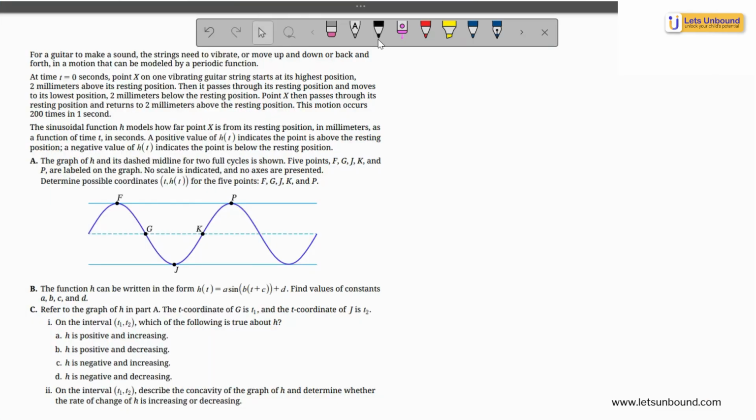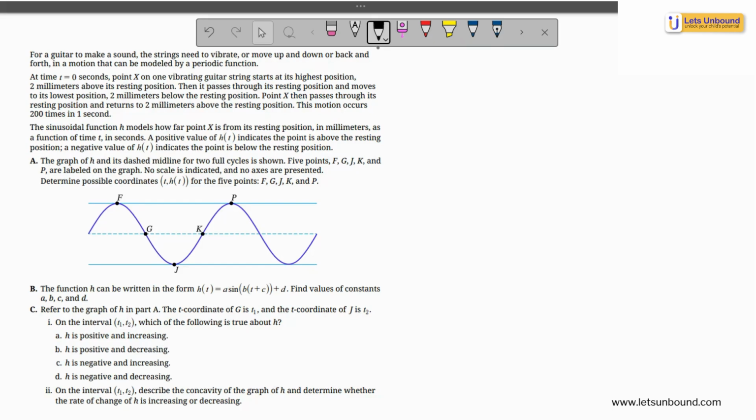Hello everyone, let's do question number 3 from AP Precalculus 2025 free response questions. Since this is question number 3, this is again a non-calculator question, and this is a really good question on sinusoidal functions. Let's read through the problem.